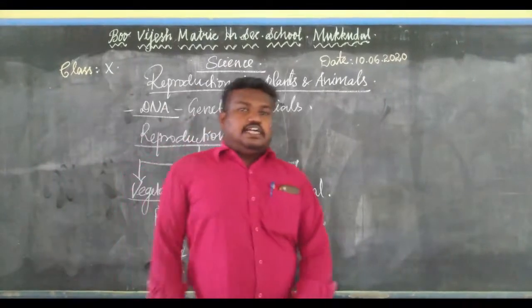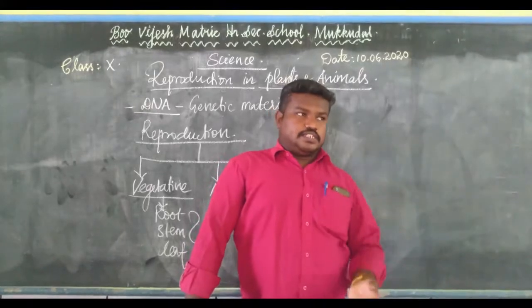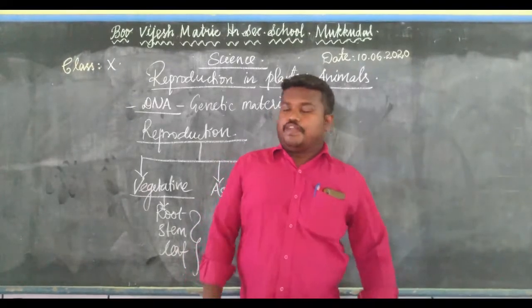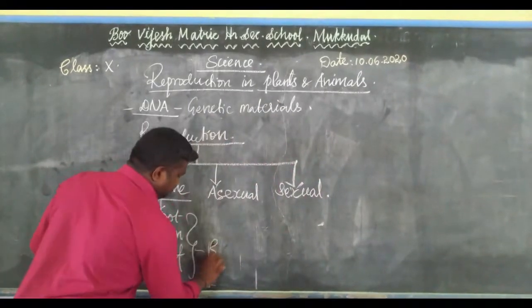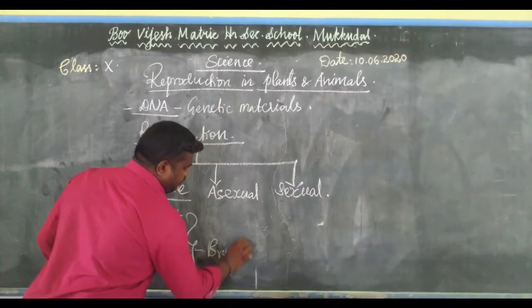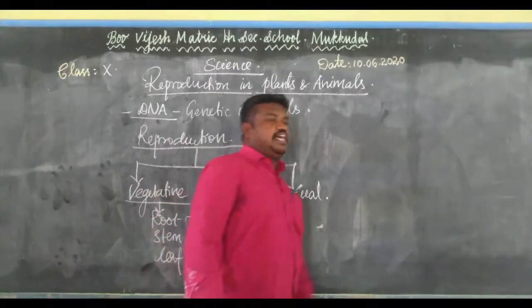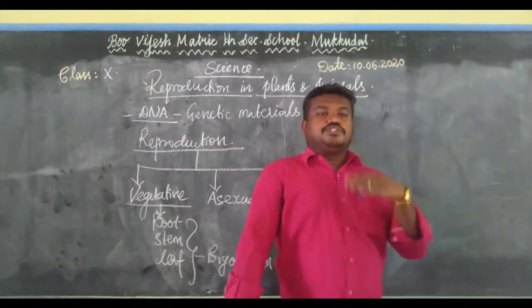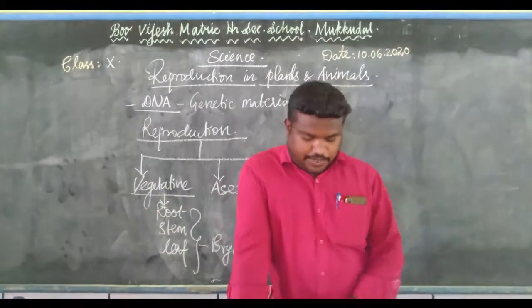First we will see the leaves of the plants. The leaves produce their young ones, for example, bryophyllum. This bryophyllum plant reproduces, the leaf alone producing their young ones. That is known as vegetative reproduction.